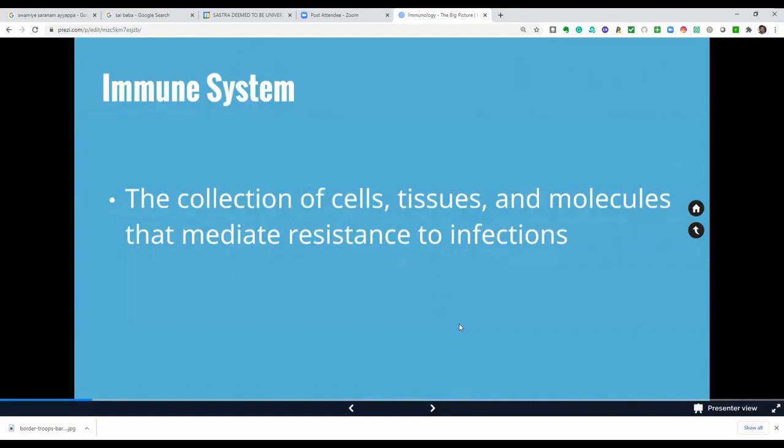But don't think that all microorganisms are going to cause disease, right? There are some good microorganisms we really need. So in general, the immune system is the collection of various cells, tissues, and molecules that mediate resistance. The interesting part about this immune system is that its parts do not act independently. They cooperate with each other, and they act as a team. It's a team effort. That's why we call it a system.